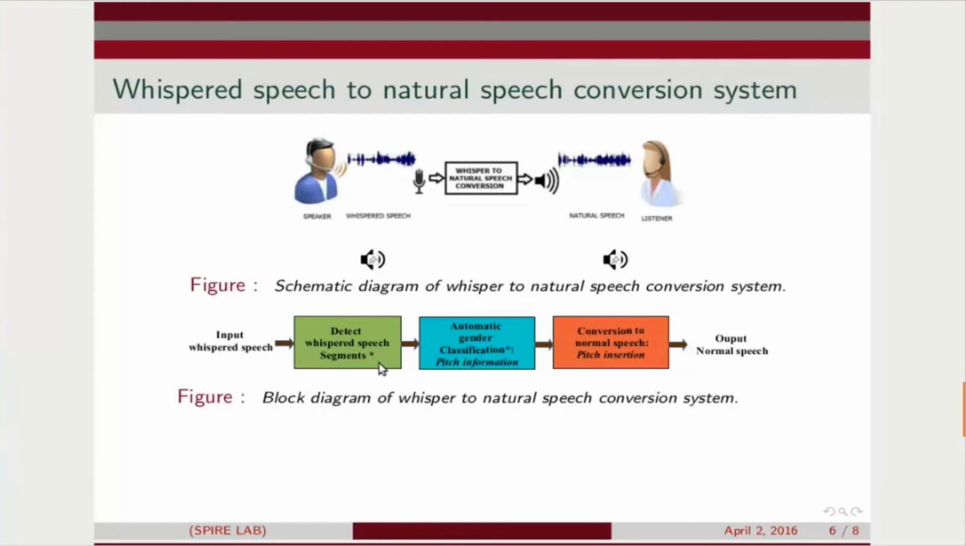To have further processing, we need to first detect the whispered speech segments in the input speech. This is a challenging step because, like you heard earlier, whispered speech itself sounds a lot noisy. After this, we could do an automatic gender classification from whispered speech to choose what pitch values should be used for the reconstruction. Then, in the pitch insertion step, the chosen pitch can be incorporated in the whispered speech to produce natural or normal speech. The boxes with the asterisk in them indicate that I have already done some work in these areas.